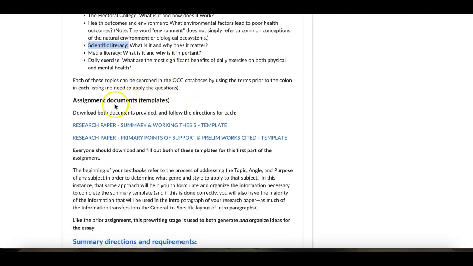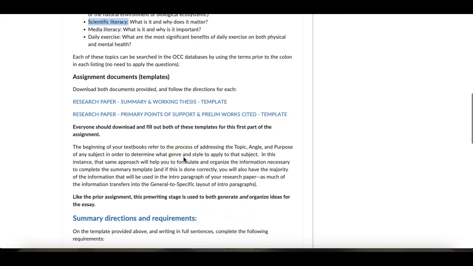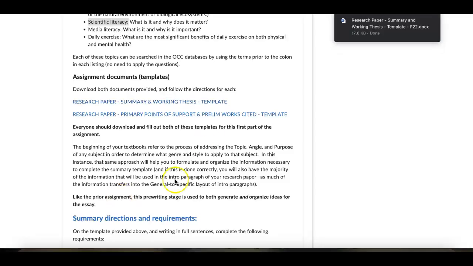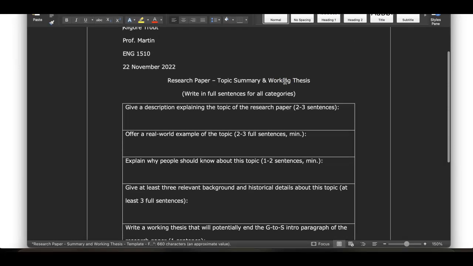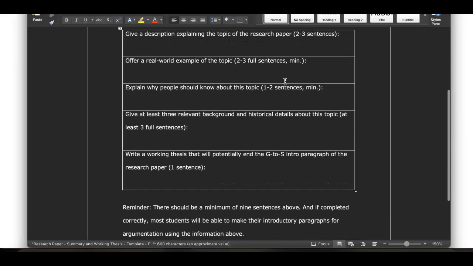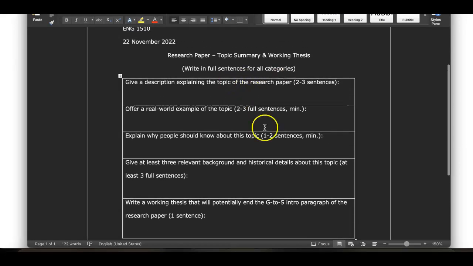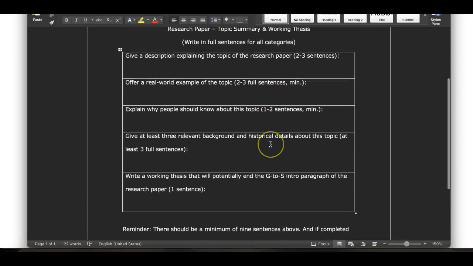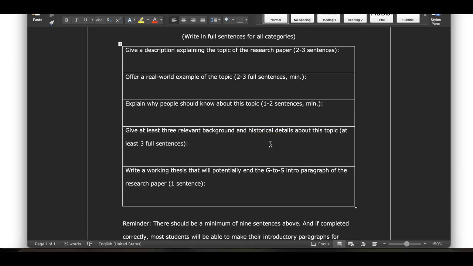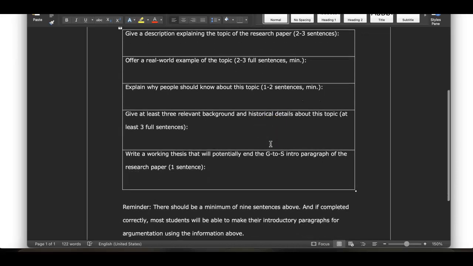The component pieces are down here, assignments and documents. Download both of these and complete them for the assignment. The first piece here, we've had students already look at a version of this. Same layout as the one for argumentation, just slightly tailored with the way that it's stated. Remember, these are full sentences, and you're essentially designing what can become your intro paragraph if this is done correctly.